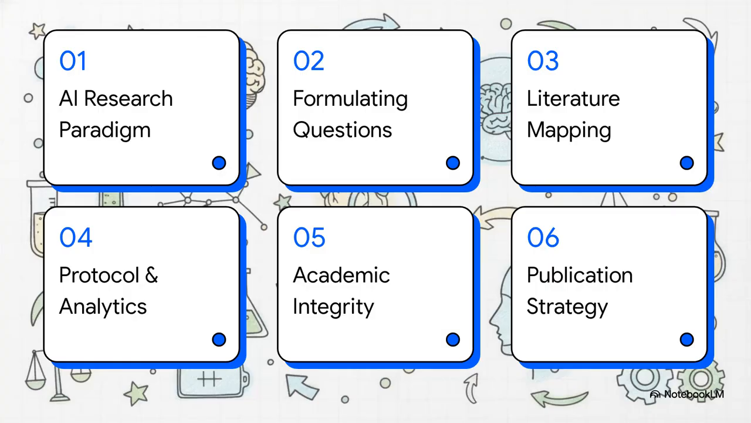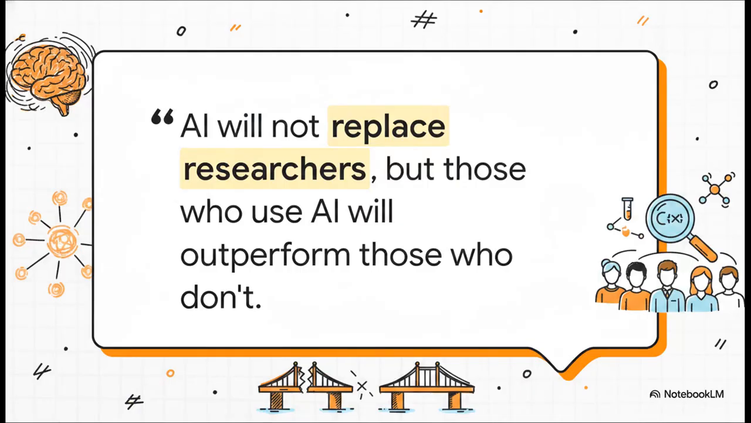Okay, let's take a quick look at our roadmap for today. We'll be pushing that SAAKI clinical scenario through 6 distinct stages: the AI research paradigm, formulating clinical questions, advanced literature mapping, protocol design and analytics, academic integrity and writing, and finally, the final publication strategy. Let's get to it. This quote right here really hits the nail on the head.